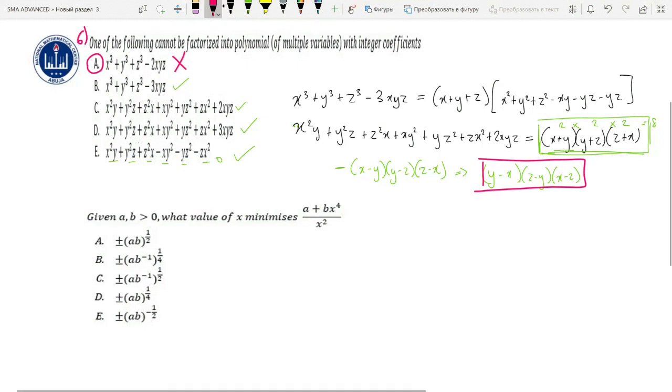So now I'll go to the next question, number 12. Given A and B positive real numbers, what is the value of x that minimizes this? This just looks like AM-GM, definitely. So what does the AM-GM inequality say?